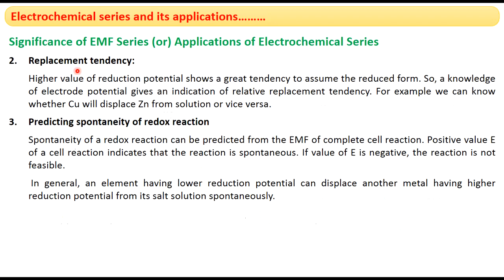Another application of electrochemical series is replacement tendency. We can predict the tendency for replacement. The higher the value of reduction potential, the greater the tendency to assume the reduced form. So if we have knowledge of the electrochemical series, we can predict the replacement. For example, if we want to know whether copper will displace zinc from a solution or whether zinc displaces copper from a solution, we must have knowledge of the electrochemical series.